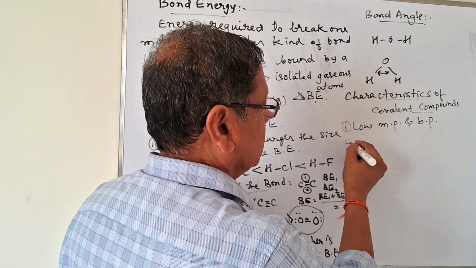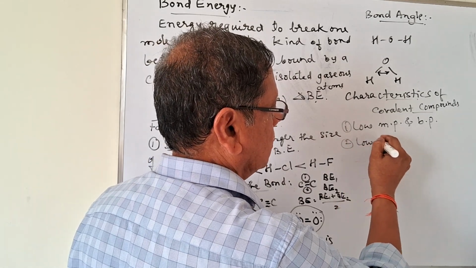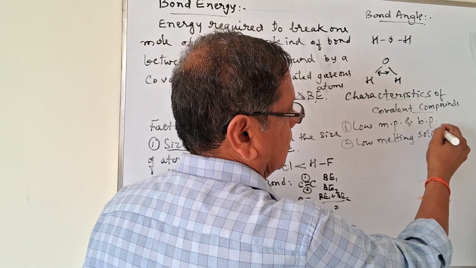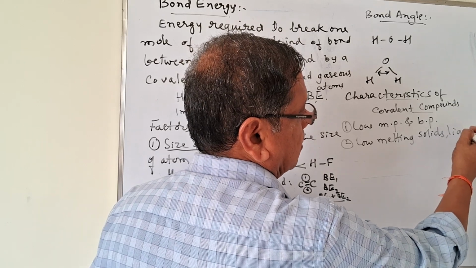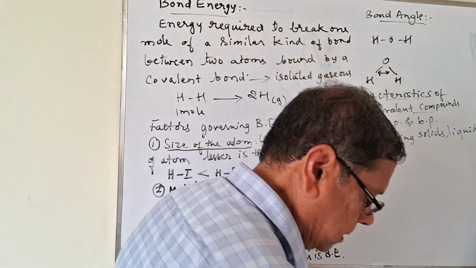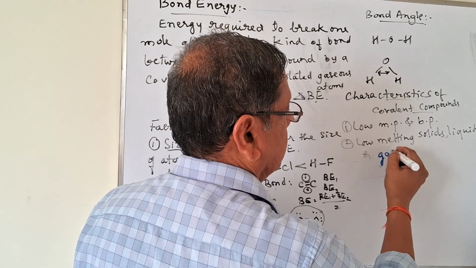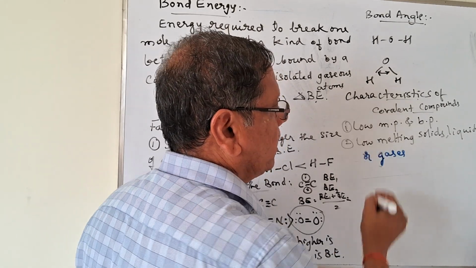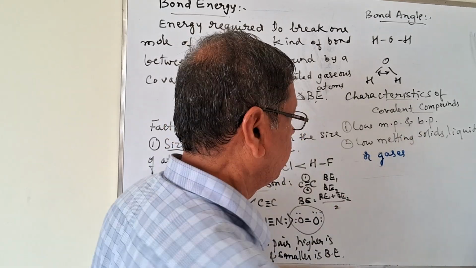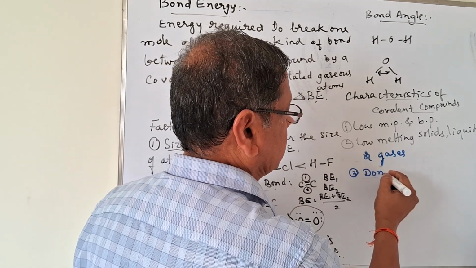The second one is, these are either low melting solids or liquids or gases. So they may be either solids or liquids or gases. In case of the solids, they have got very low melting points. Then the third characteristic is, they do not conduct electricity.